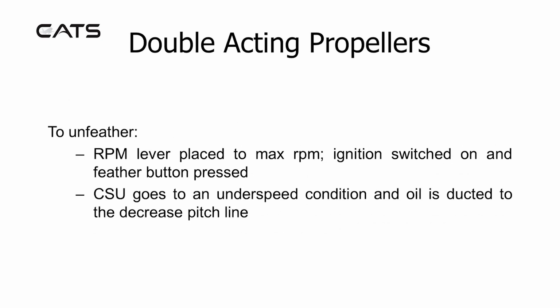To unfeather, the RPM lever is placed to max RPM, the ignition switch is placed on, and the feather button is pressed. The CSU goes to an underspeed condition and oil is ducted to the decreased pitch line.